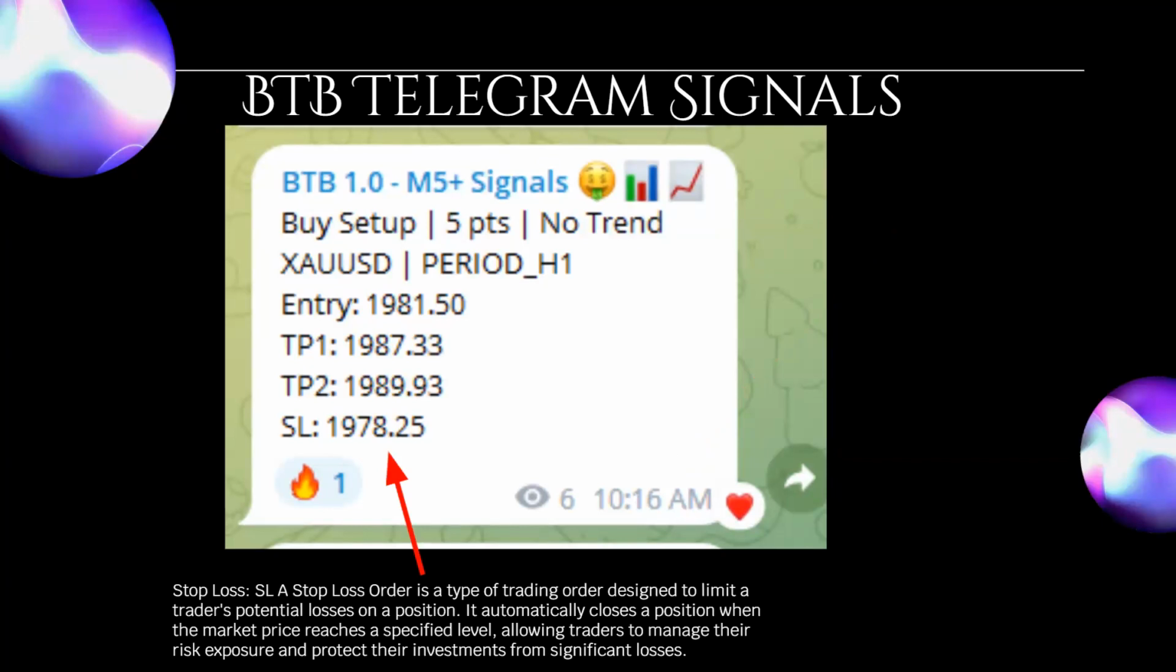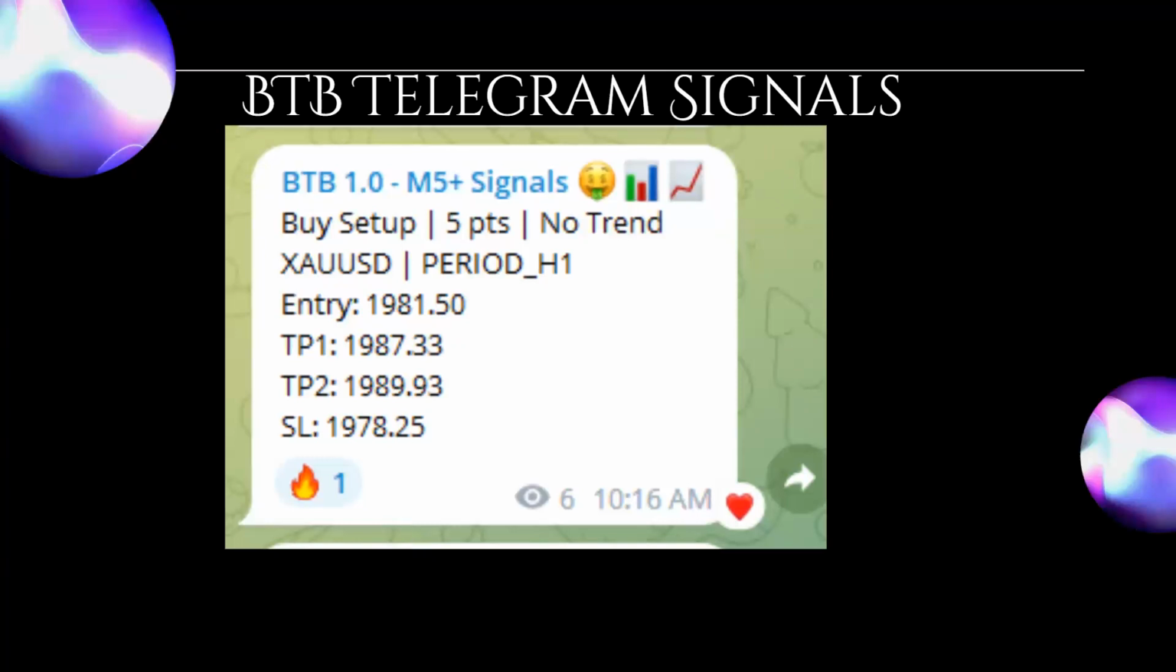All right, let's look at the stop loss. This is the new part of the bot where it's going to give you a stop loss. So a stop loss order is a type of trading order that's designed to limit a trader's potential losses on a position. It automatically closes the position when the market price reaches a specified level, allowing traders to manage their risk exposure and protect their investment from significant loss. Every time you take a trade, always put a stop loss in because you don't want to get caught on a news cycle or something that happens real crazy in the market and you lose your whole account on one trade. It happens. Trust me.